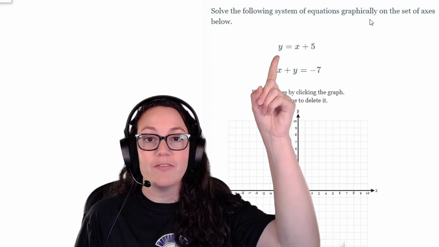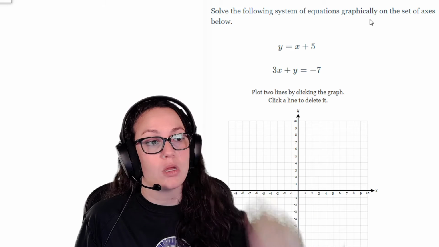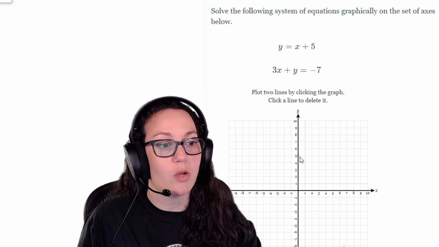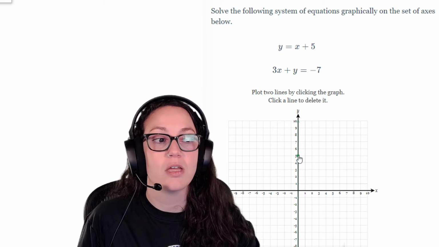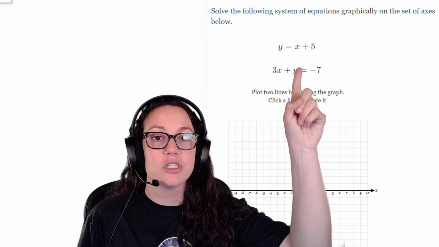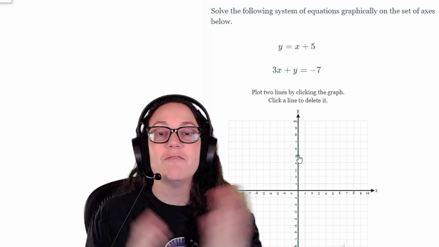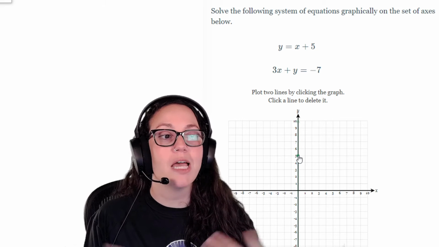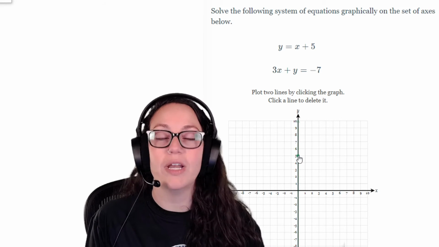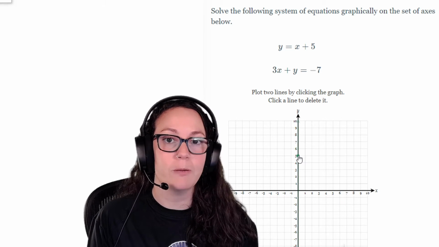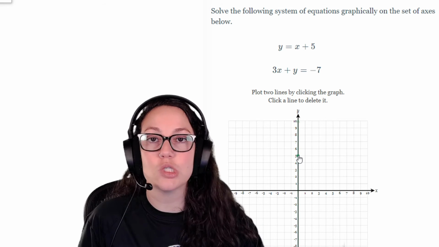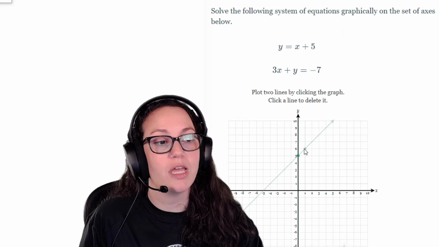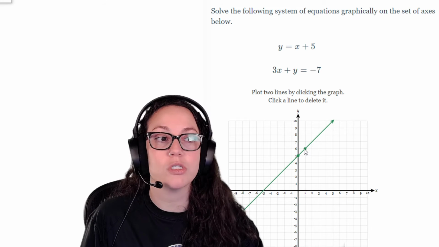So I'm going to graph this first equation first. Once again, I'm going to start at my y-intercept, that's 5. And then because this just says x, there's an invisible 1 there. Anytime we see an x, we know that it's 1x, but we don't always write the 1. But it's there, which means the slope is 1. So I go up 1 and to the right 1. And there's my first graph.